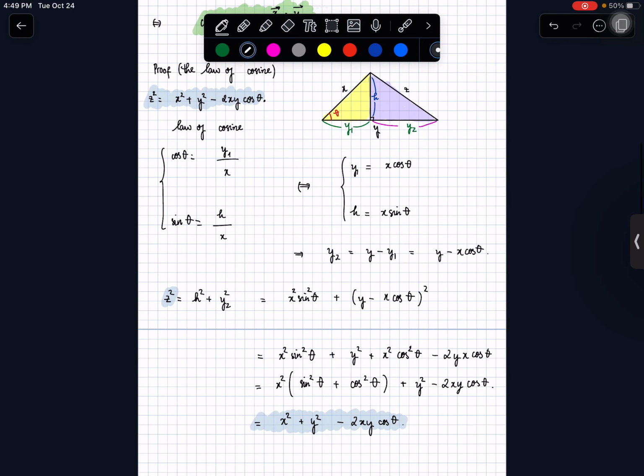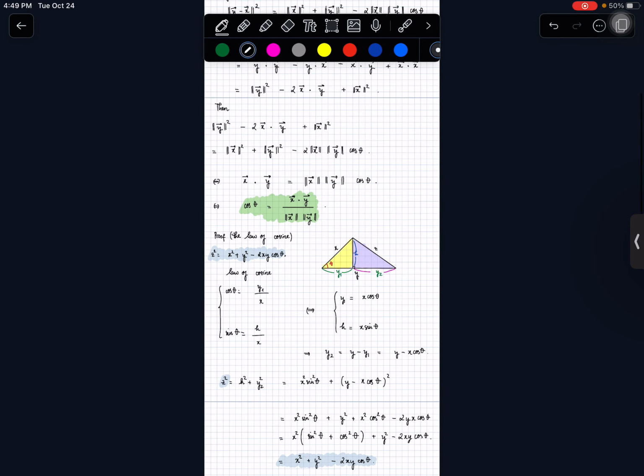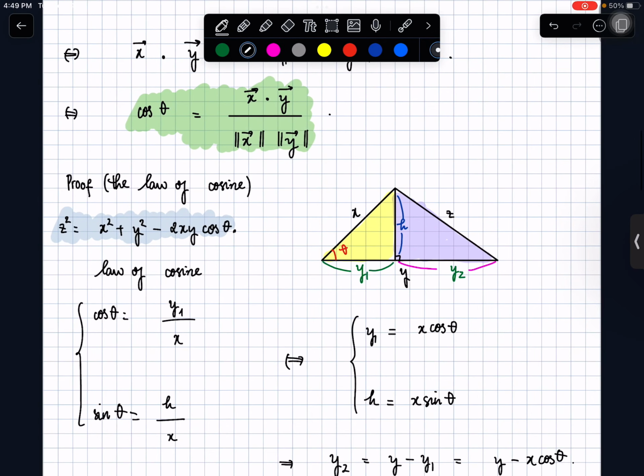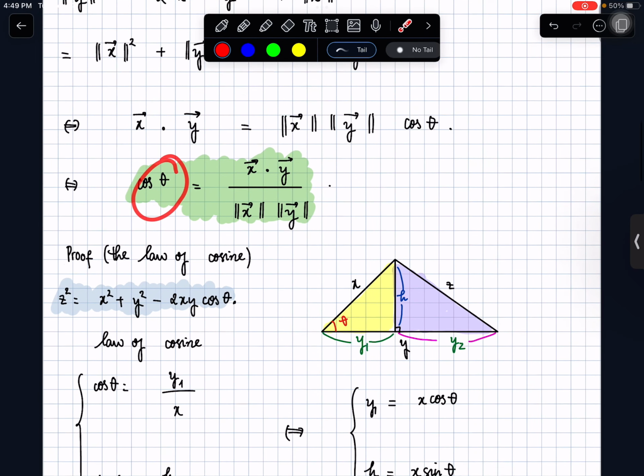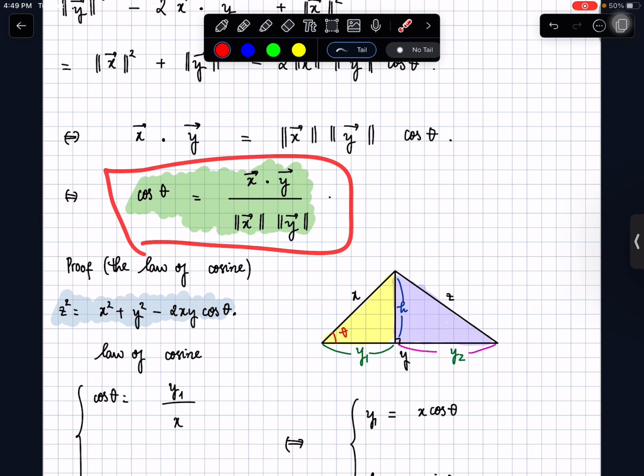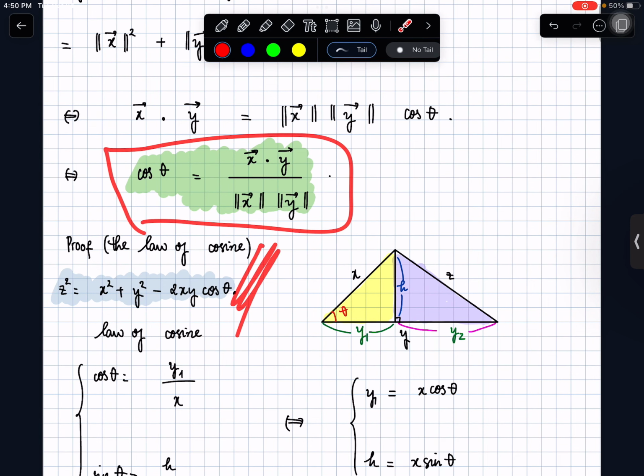So here's a way to prove the whole theorem, how to compute the angle between two vectors, which is this one. Usually we can skip the law of cosines if we all know what it is.